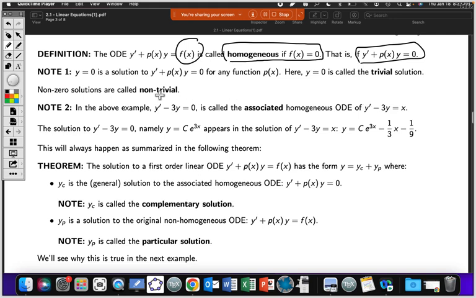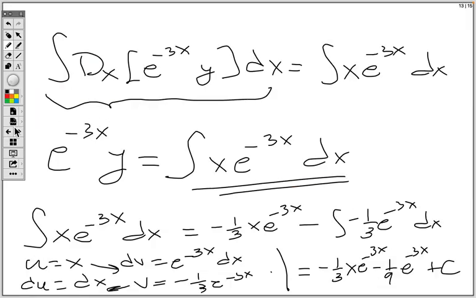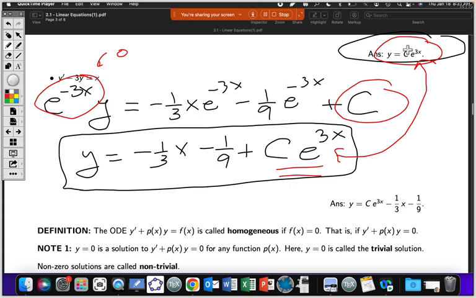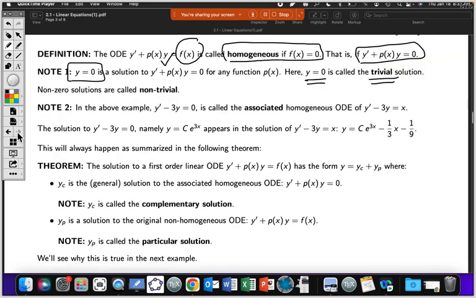Now, one thing you notice is that if I just let y equal the function that's always 0, that will automatically work for this. So in this case, the function that's always 0 would be called a trivial solution. Non-zero solutions are called non-trivial. Okay. So in this particular situation, notice here I could let c equal 0, and that would be a solution to that differential equation. All right. But if I let c be non-zero, that's the non-trivial solutions.